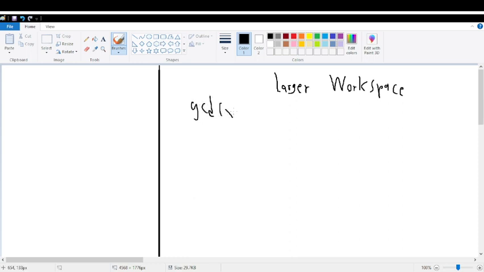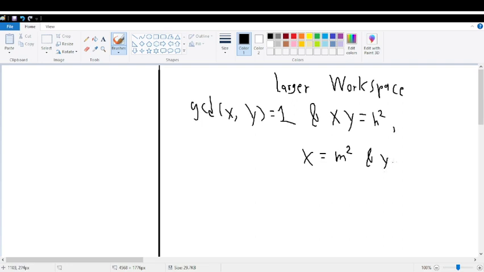GCD of x and y equals 1 and xy equals n squared, then x equals m squared and y equals k squared. I tried to do this synthetically with an approach that used the GCD directly, but that doesn't work very well. Instead, first of all, we can assume that any negative ones factor out, so we can assume x and y are positive integers.